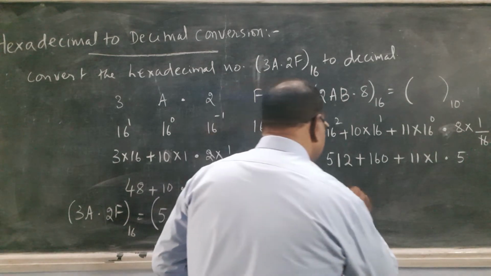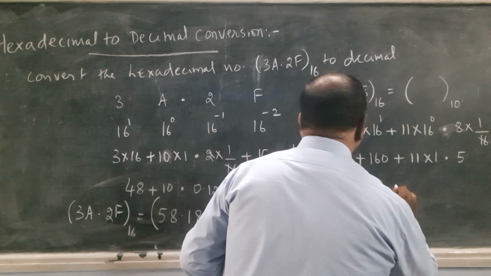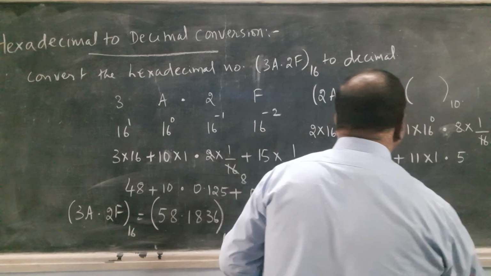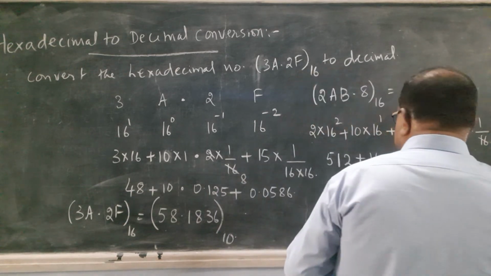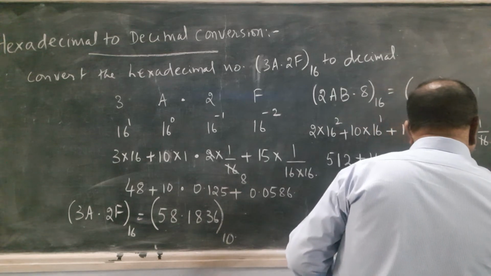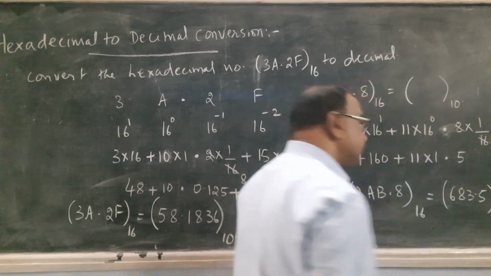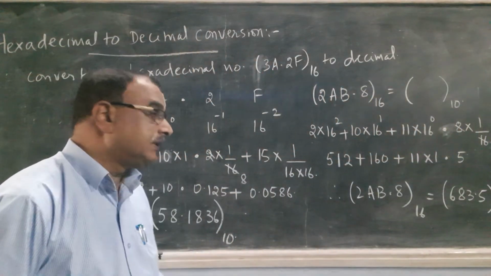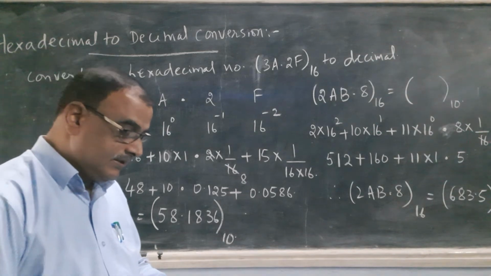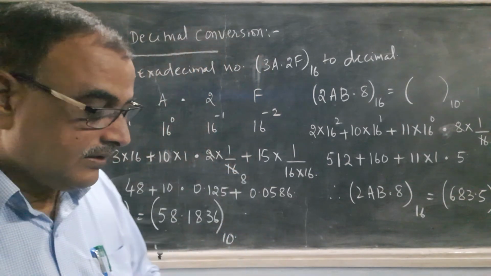Add them, therefore 2AB.8 in the hexadecimal system is equal to 683.5 in the decimal system. So this is how you must calculate the value, right? So this is the conversion of hexadecimal to decimal.